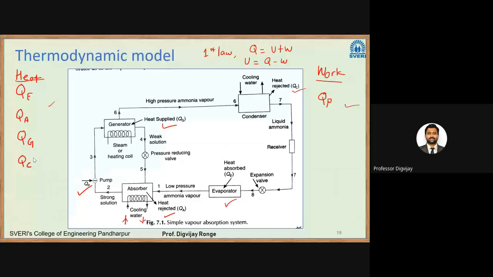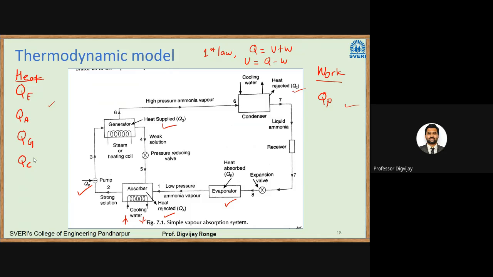And today, first I will take the revision of last lecture where we took the derivation for the COP of the VARS system. So welcome to this lecture of refrigeration and air conditioning. First of all, I will take the revision of last lecture. In last lecture, we saw the thermodynamic model of the VARS system.